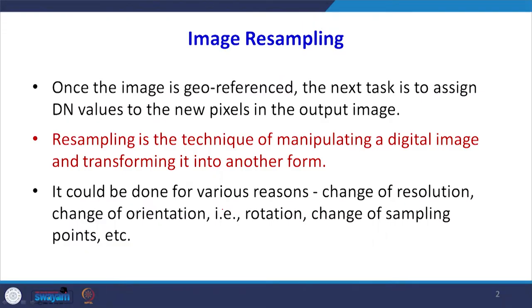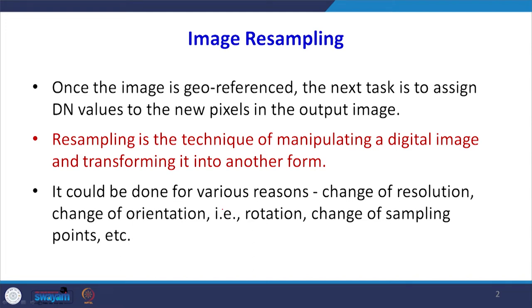When we are doing resampling, it is done in continuation with the georeferencing, which you have learned in the previous lecture. Once the image is georeferenced, the next task becomes image resampling. Since the orientation of the image has changed, its geographical location has also changed, and we have to bring the DN value to that particular geographical location. So we have to assign the DN values to the new pixels in the output image which you have created from the georeferencing.